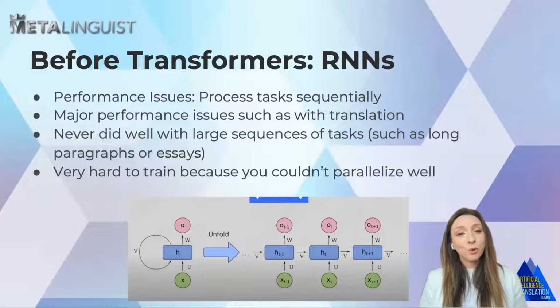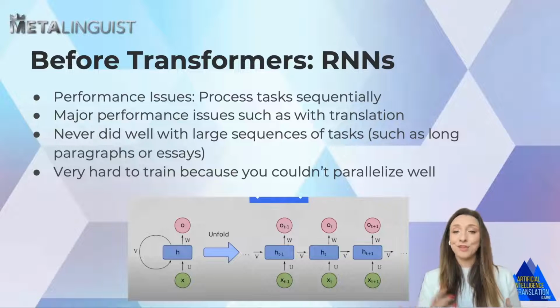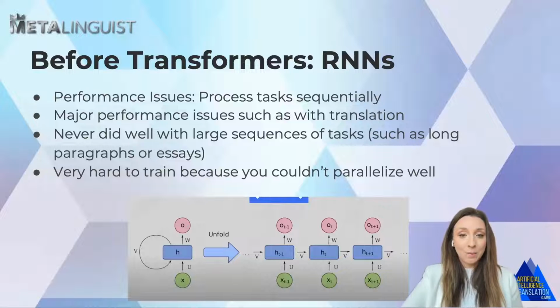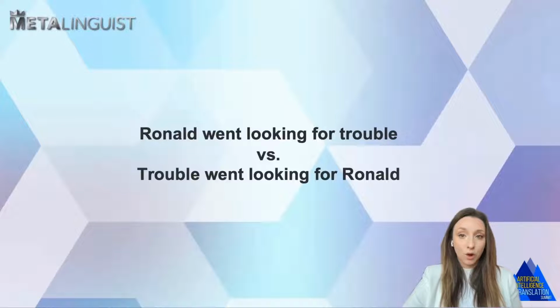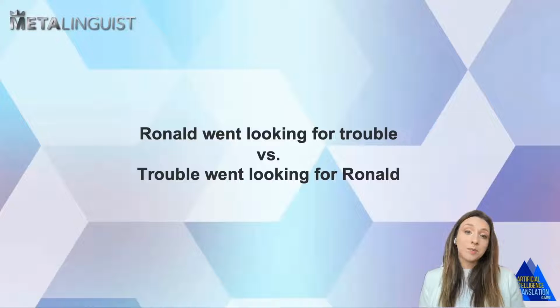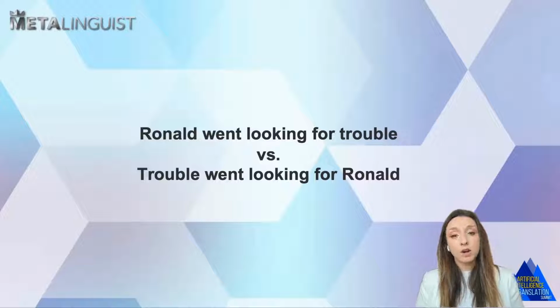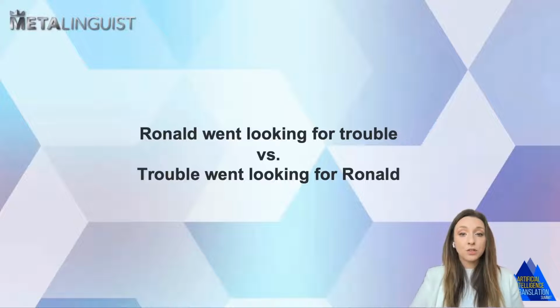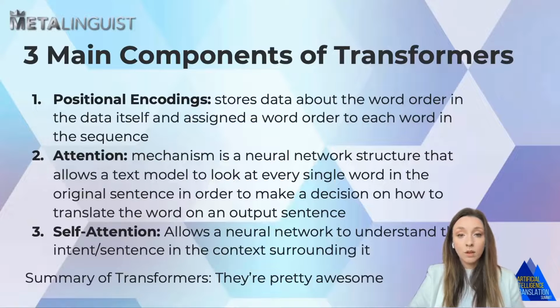In language, the order matters, and you can't just shuffle words around and look at them one by one. As you all know, Ronald went looking for trouble means something very different than trouble went looking for Ronald. And in an RNN, this is a type of issue that was frequently encountered. So basically, any language model that deals with language has to capture the word order, and the transformer solved that.